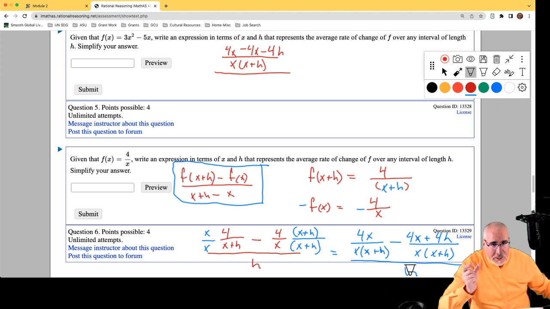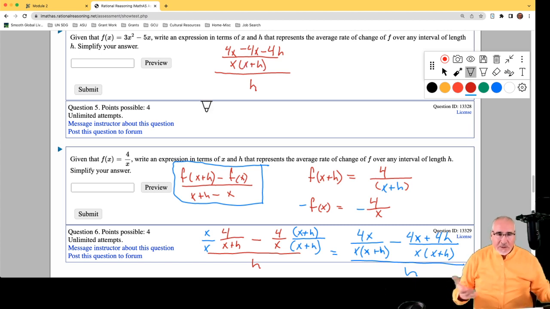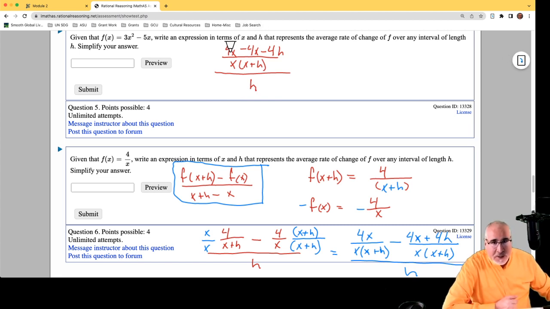All still divided by h, right? So we've got a complex fraction, a fraction on top of a fraction, or within a fraction. Okay, so now we can start simplifying. So 4x minus 4x is 0. And what I'm going to do is, while I'm doing this, I'm going to simplify this fraction, but I'm going to divide by h.